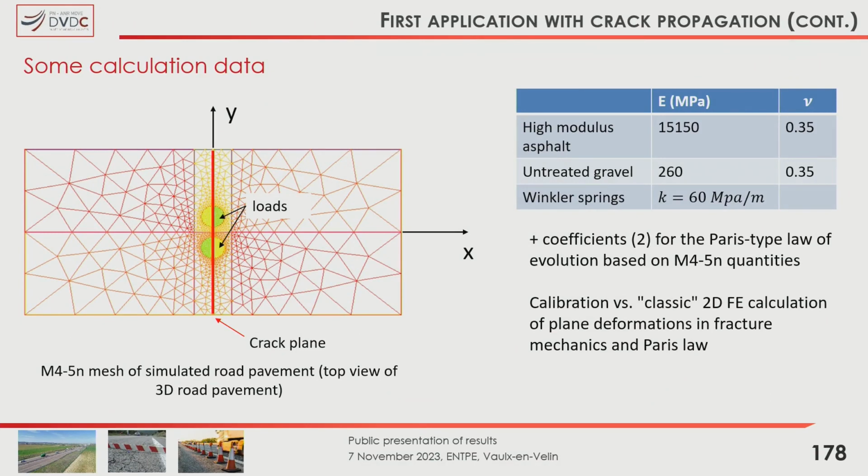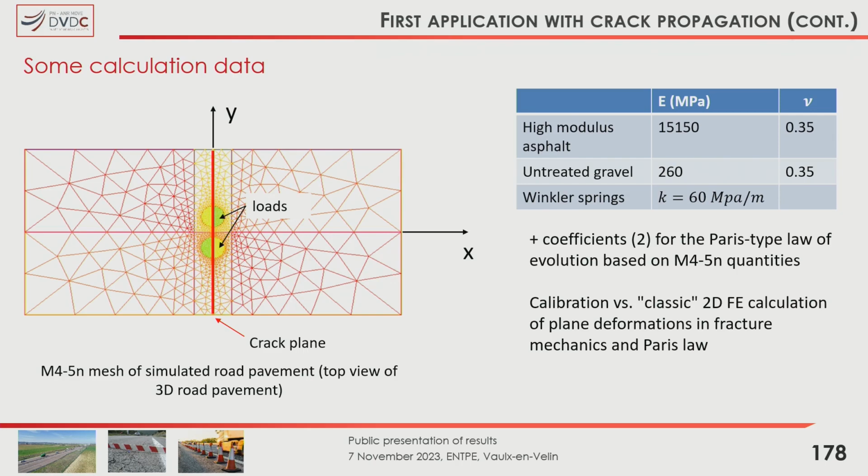So here you have a small amount of calculation data. You can see the mesh for our M45N. We continue to solve the 3D problem, but from a simulation perspective, we bring the 3D geometry down to a 2D geometry level, so it makes the work a lot simpler for us. So we have our M45N meshing.